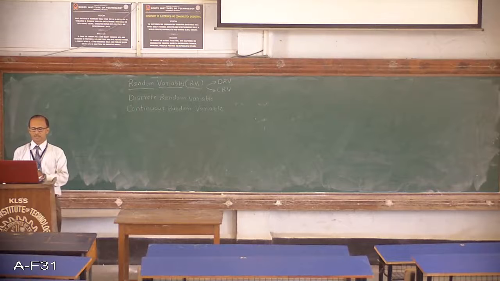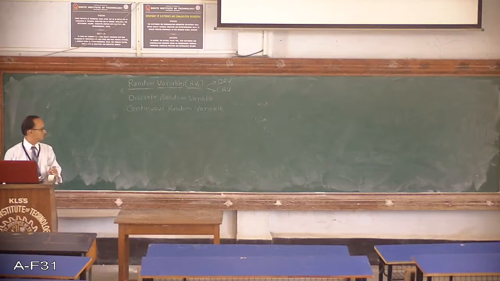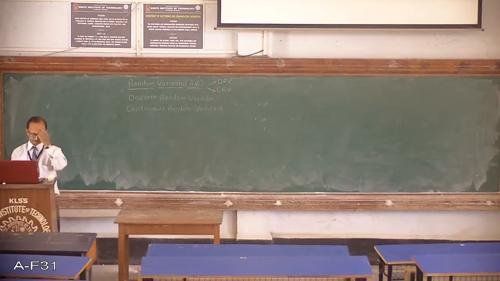CRV. Example, the noise voltage generated by an amplifier has a continuous amplitude. Therefore, its sample space S is continuous. It is not discontinuous. It is continuous. And therefore, variable X has a continuous range of values. Therefore, it falls under the category of CRV, that is, continuous random variable.